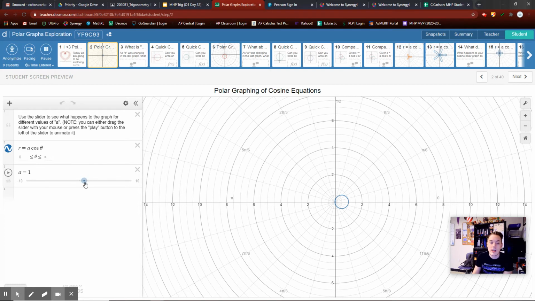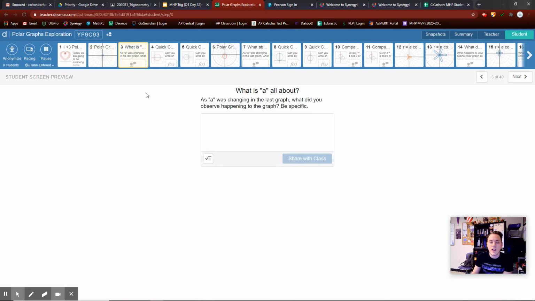Okay. So polar graphs. If I click on the next one, what does A do? I have a basic cosine graph, A cosine, and I just play around with it. What does it do? It kind of looks like a circle, and then when I go to the negative side, it flips. It goes into the negative realm, as it were. So play around with that, and then go to the next slide and explain your idea of what A did when I manipulated it. What did it do to my trig function, my polar equation?